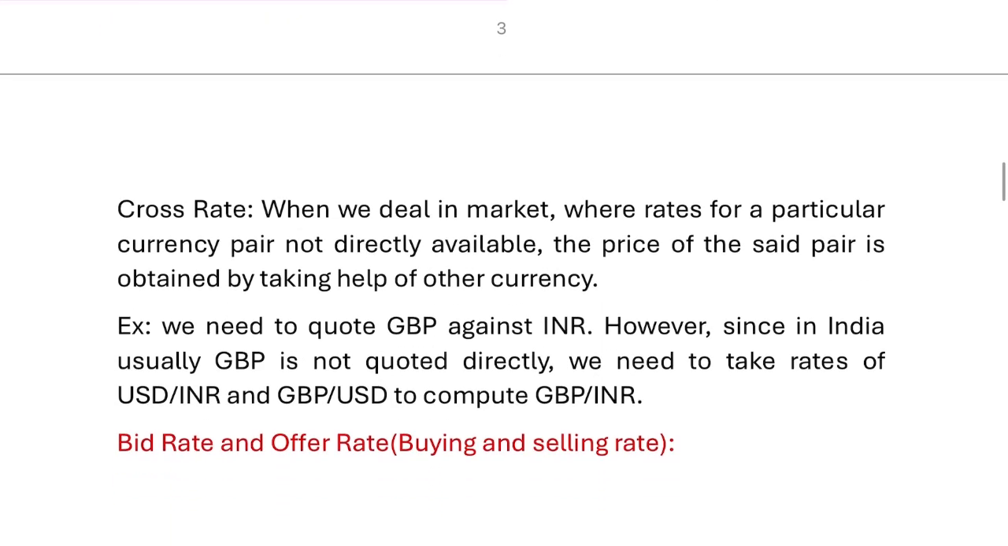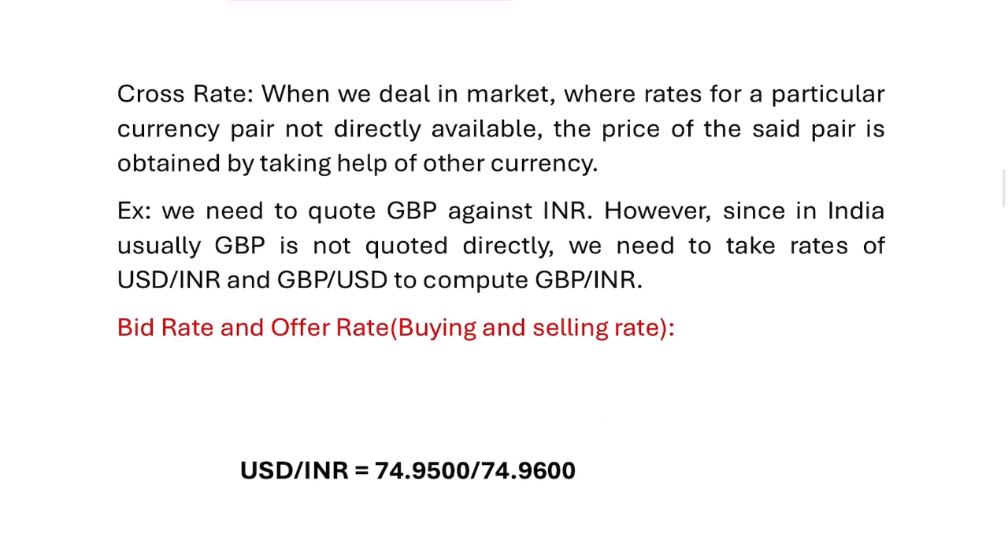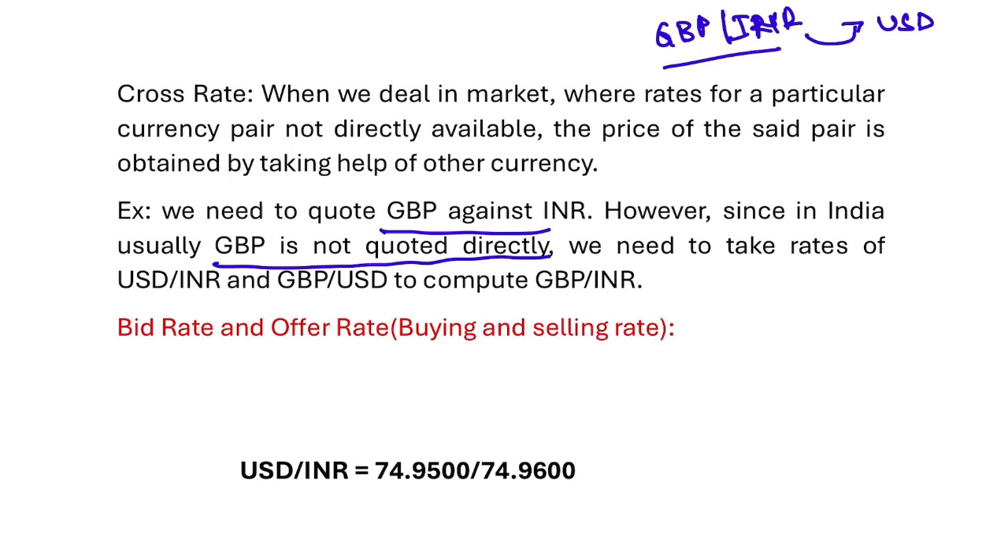And there is also one mechanism, the cross rate mechanism. What is the cross rate mechanism? Suppose for some currencies direct conversion is not available. Suppose GBP by INR is not available. Then what will we do? We will use some other currency like USD to calculate GBP by INR. Got it? See, we need to quote GBP against INR. However, since in India GBP is usually not quoted directly, we will use USD to compute GBP by INR. That is the cross rate mechanism. Got it?